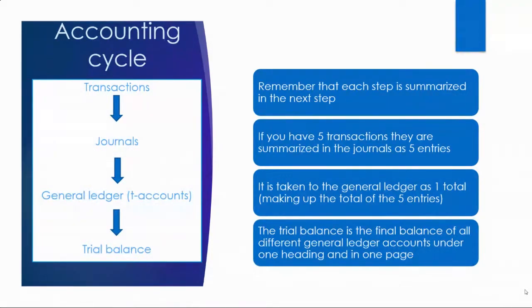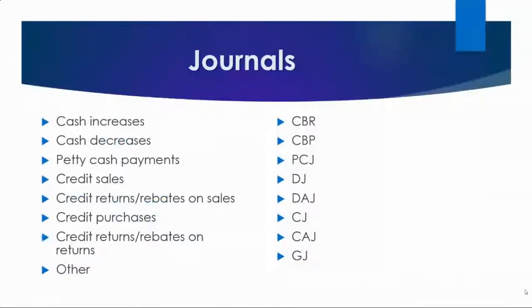Now remember, the trial balance has a debit and a credit column. If I total the debit column, it should equal the total of the credit column, and then I know I've balanced my trial balance, and I've got a debit for every credit in my accounting records. Okay, so that is just the accounting cycle, where we are. Then to look at the journals again, these are the main journals that you have.